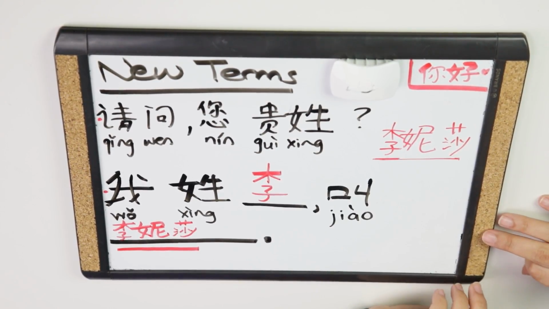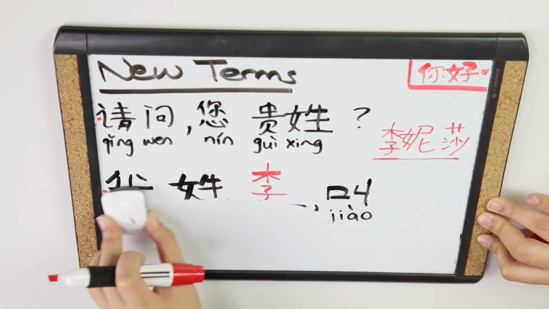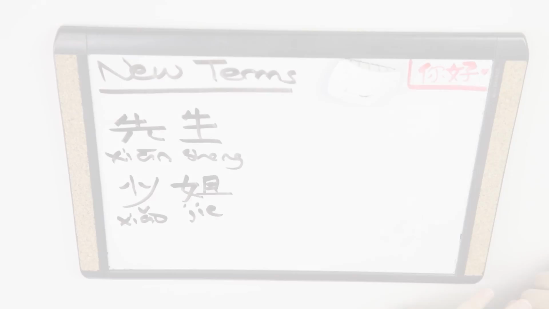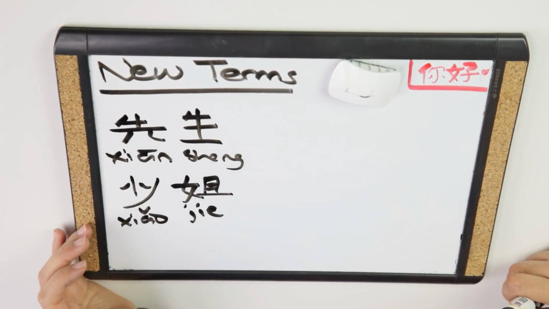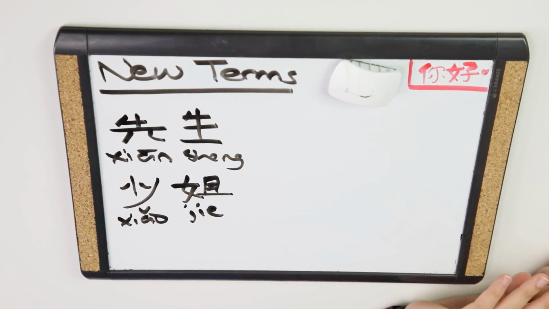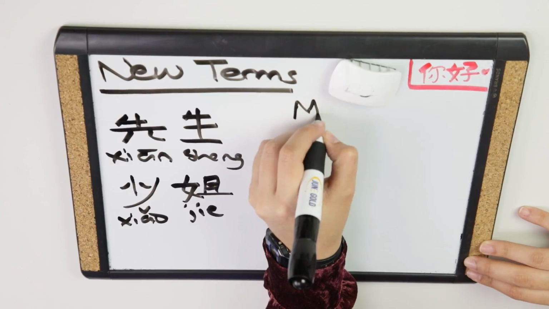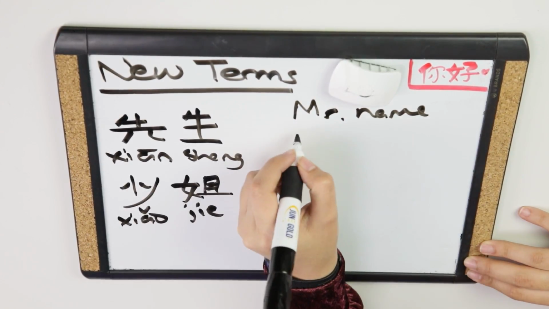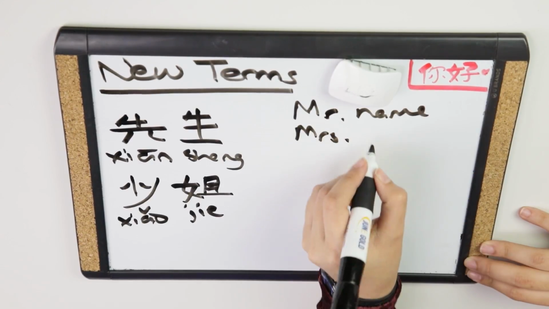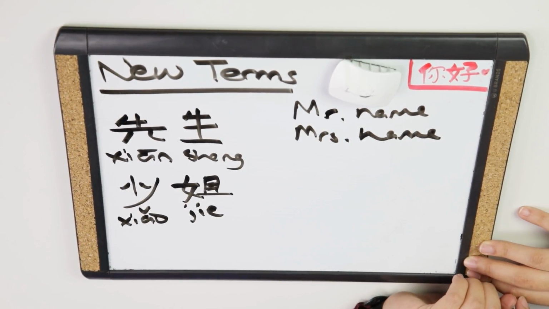Now, let's go on to Mr. and Mrs. and where to put them. Okay, so here we have Mr. and Mrs., 先生 and 小姐. Now, usually when we say someone's name, it'll be, hello, Mr. So-and-so, Mr. Name, or Miss, right in front of the name. In this case, you would actually put this after.